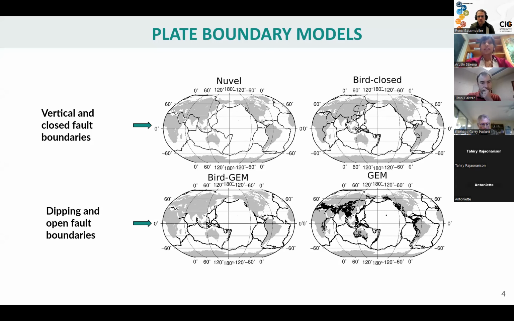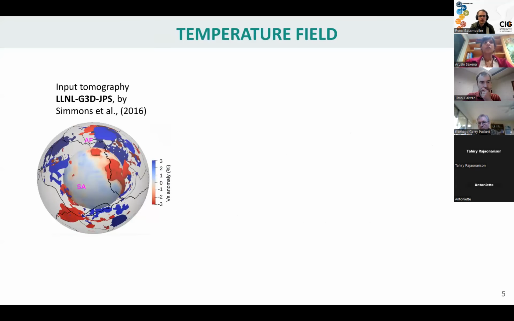The Bird GEM model is another model which we developed from the GEM model, and this model does not include these diffuse deformation zones or diffuse crustal zones. So using these plate boundary geometry models, we can quantify the effect on the surface plate motions. And we do that using global tomography data. So we base our models' physical properties on global tomography data.